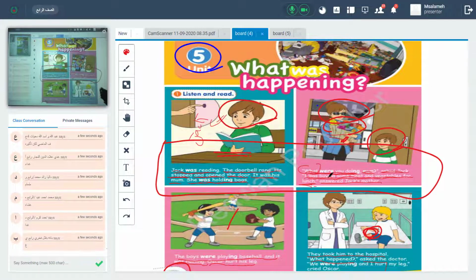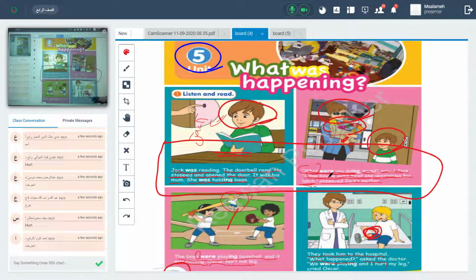The boys were playing. كانوا قاعدين يلعبون، the boys with plural لأنهم كذا واحد. They were playing basketball and it was raining. Oscar hurt his leg. شو معنى Oscar? This is Oscar, okay? شو معنى his leg? انجرحت, okay? Bravo, he was injured. Bravo, his leg.